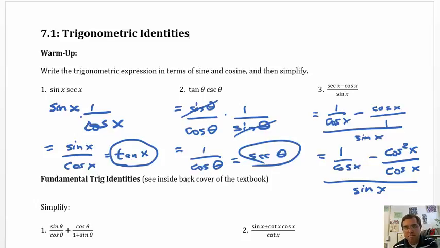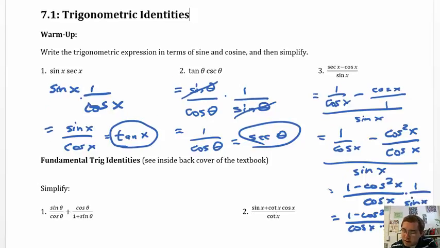So we're there. Well, that means we have 1 minus cosine squared x over cosine x when I combine those two fractions that are in the top into one fraction. And then that's divided by the sine of x, but that's really multiplying then by the reciprocal of the sine of x, so 1 over sine of x. That means 1 minus cosine squared of x over cosine x times sine x.